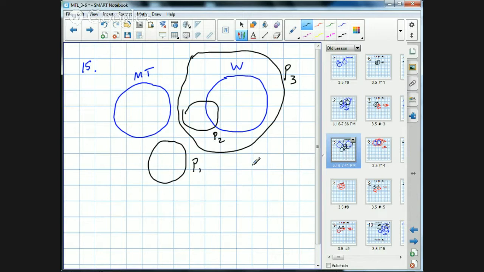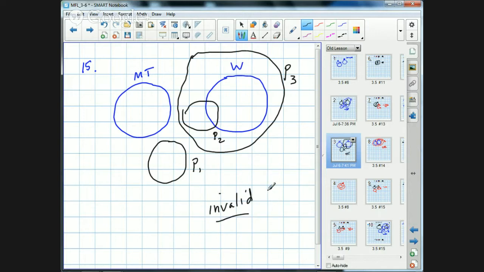Now let's look at the conclusion. They claim the conclusion is no Panthers are wealthy. Well, is that true with these Panthers down here? True. Is it true with P2? No, not true. And it's not true with P3 either. So again, this is almost identical to the one we just did. This has to be invalid.